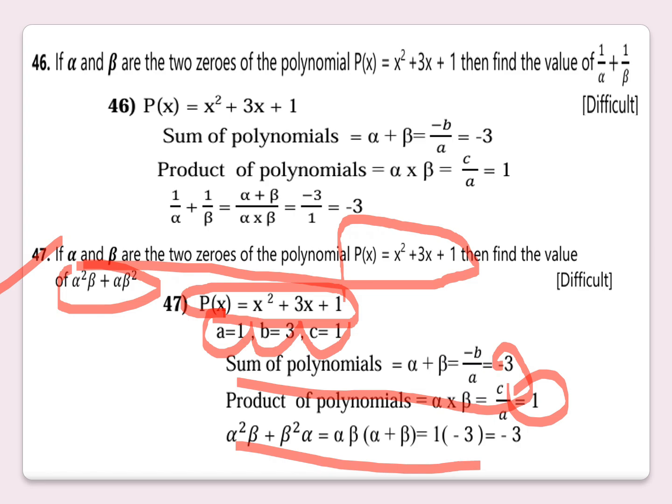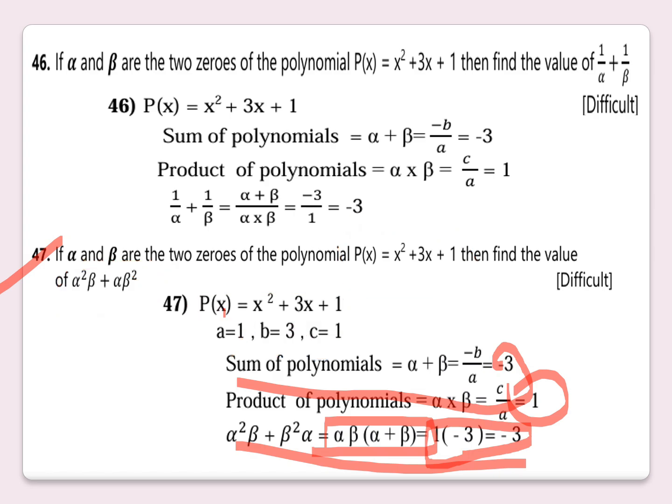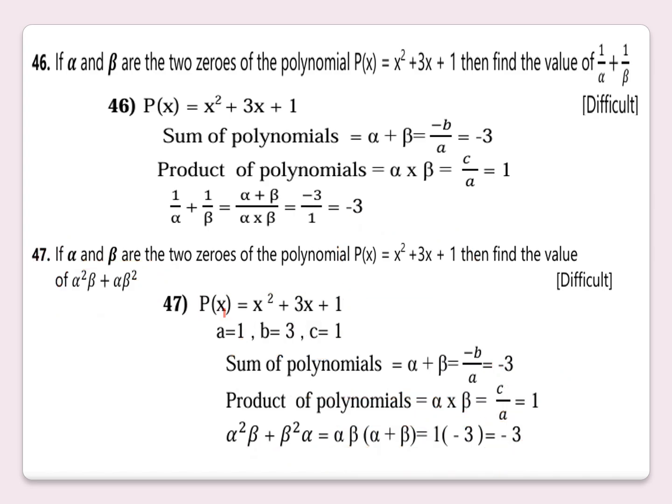By substituting the value here, alpha square beta plus beta square alpha can be written as, here alpha and beta is common, I can write alpha into beta into alpha plus beta. By substituting the value, you will get 1 into minus 3 as the answer. So this is regarding question number 47. So question number 45, 46 and 47 are very important. So practice this type of questions.